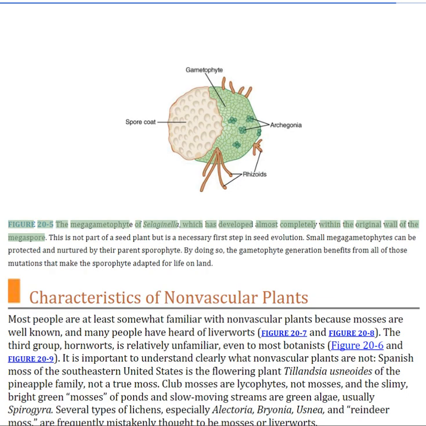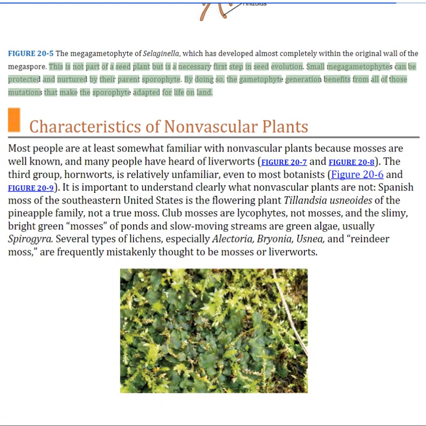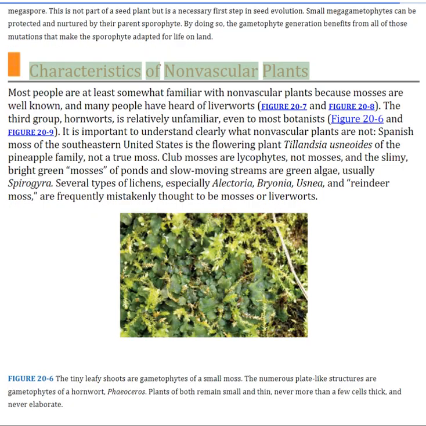Figure 25. The megagametophyte of Selaginella, which has developed almost completely within the original wall of the megaspore. This is not part of a seed plant but is a necessary first step in seed evolution. Small megagametophytes can be protected and nurtured by their parent sporophyte. By doing so, the gametophyte generation benefits from all of those mutations that make the sporophyte adapted for life on land. Characteristics of non-vascular plants.